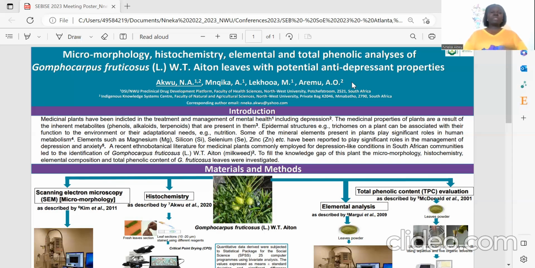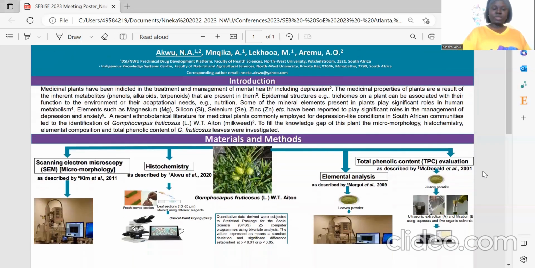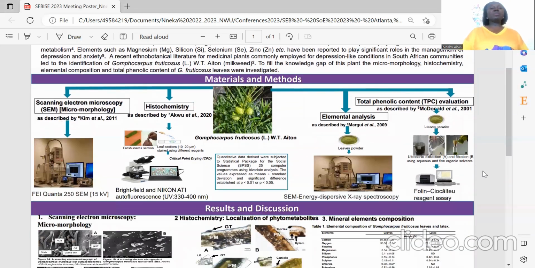For the micromorphology, we used fresh leaf samples and fixed them in 70% ethanol according to the protocol given by Kim et al., 2011. For the histochemistry, we carried it out using fresh plant materials, sectioning and staining with different stains, and we observed using bright field and also using autofluorescence. For the elemental analysis, we used the powder form, and we followed the procedure described by Magu et al.